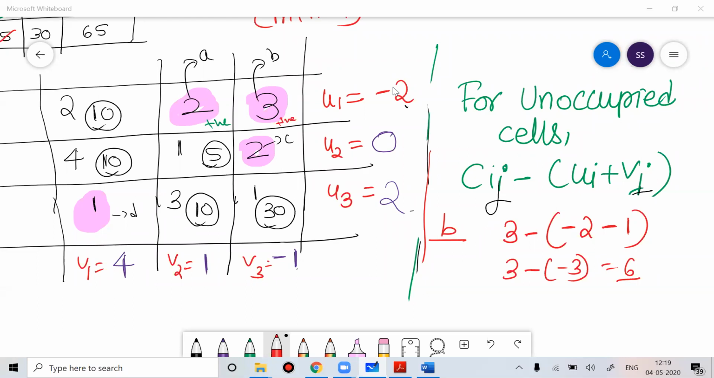So for now I'm doing unoccupied cells for A, B, C, D. I did for A, I did for B. Okay, can I go to C?